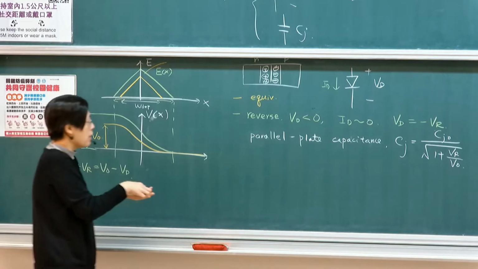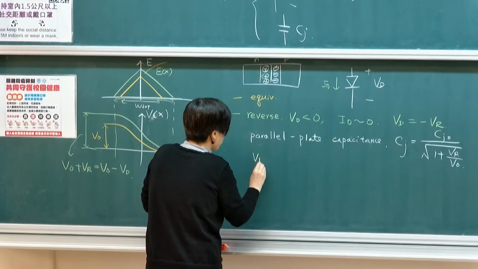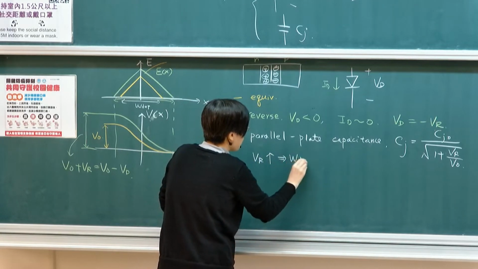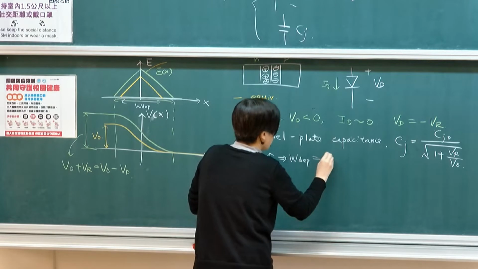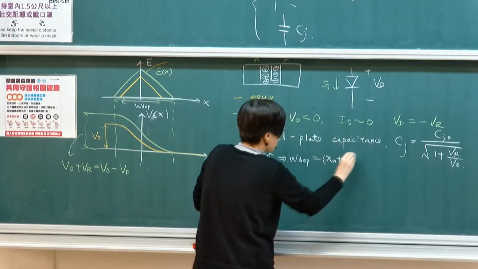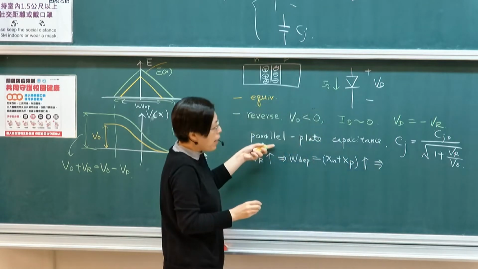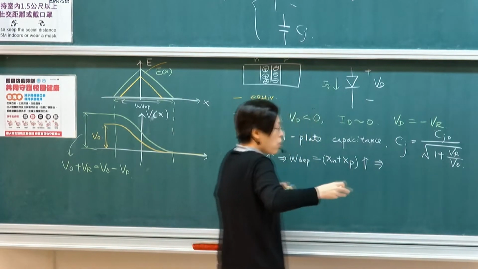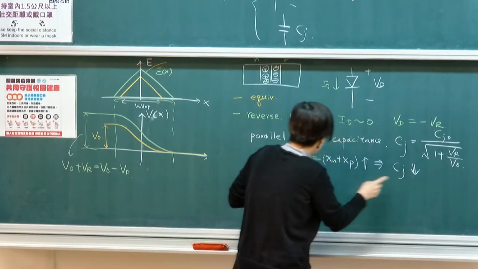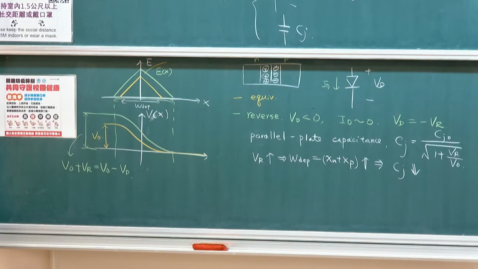The basic observation is that if VR increases, our depletion width, which is xn plus xp, increases on both sides, so the sum increases. Therefore, based on parallel plate capacitance, the distance between charges increases, which leads to a decrease in junction capacitance. So this is the basic sense you need to observe.